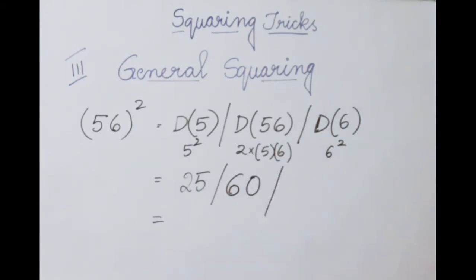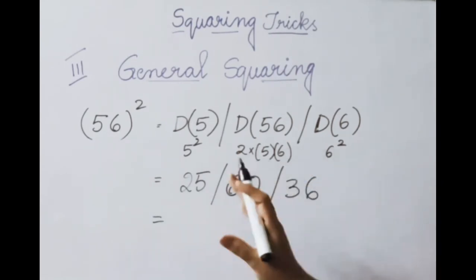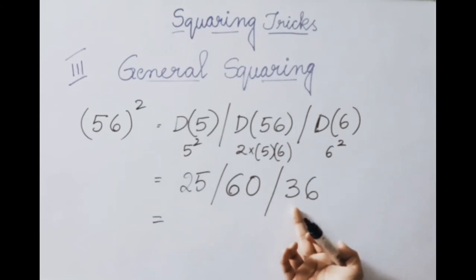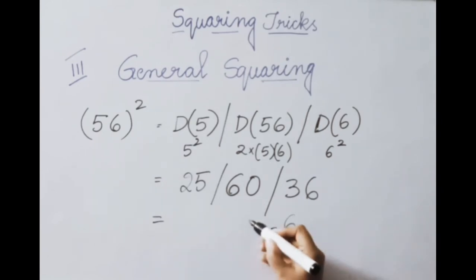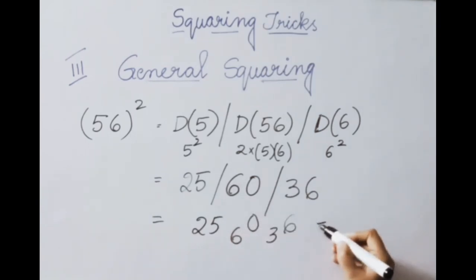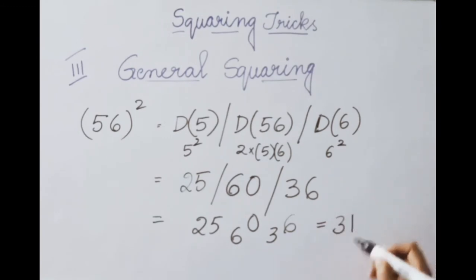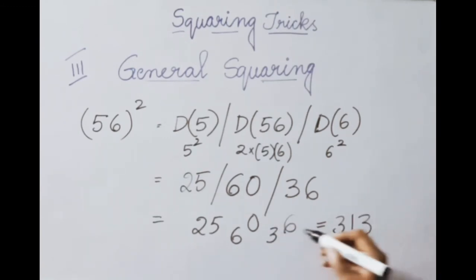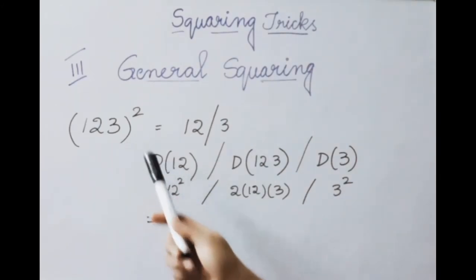Now duplex of 6, that means 6 square. 6 square means 36. Now in each place only one digit is allowed, and the next number is carried forward. So write the answer: 6, carry 3, 0, carry 6, 25. So see the answer, 25 plus 6, 31, 0 plus 3, 3, last digit 6. So 56 whole square answer is 3136.